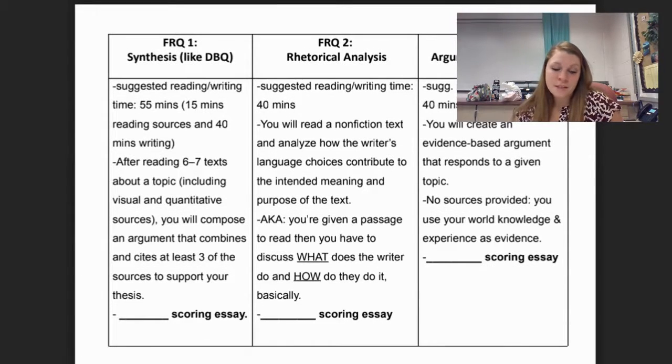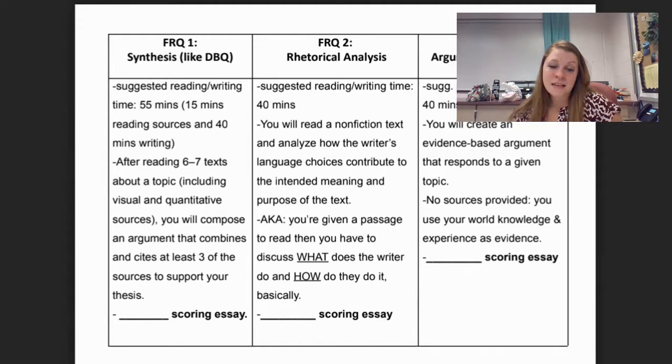Okay, so let's dive a little bit more into these different essays. The synthesis is the most like a DBQ. If you took APUSH last year, you probably understand what I'm saying whenever I say DBQ. If you don't know what I'm saying, don't worry about it. I'm going to go over it.